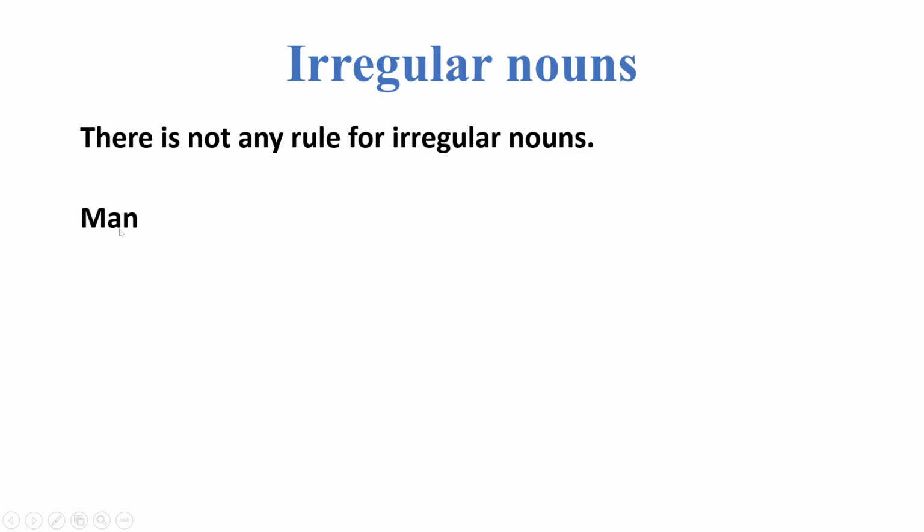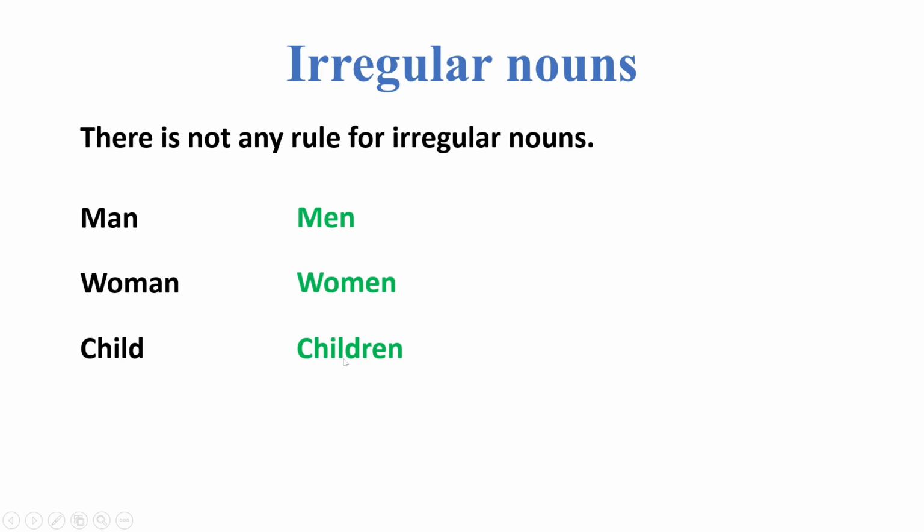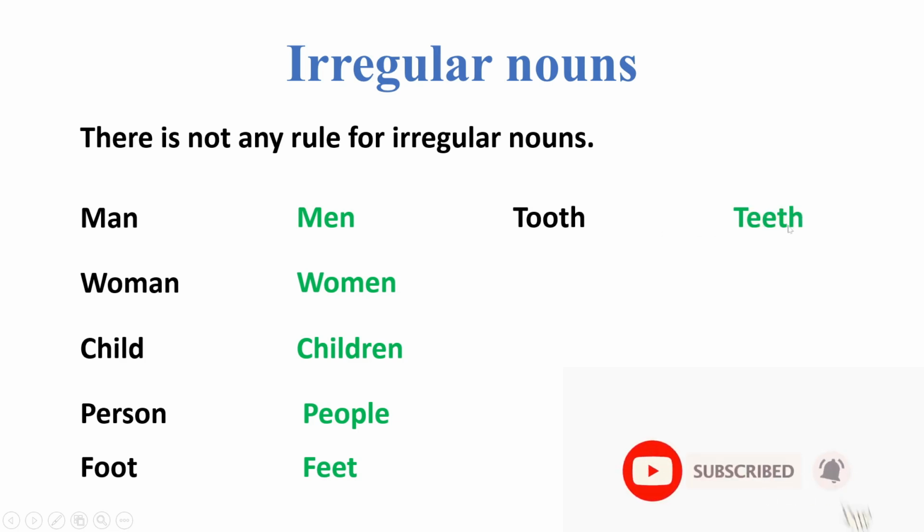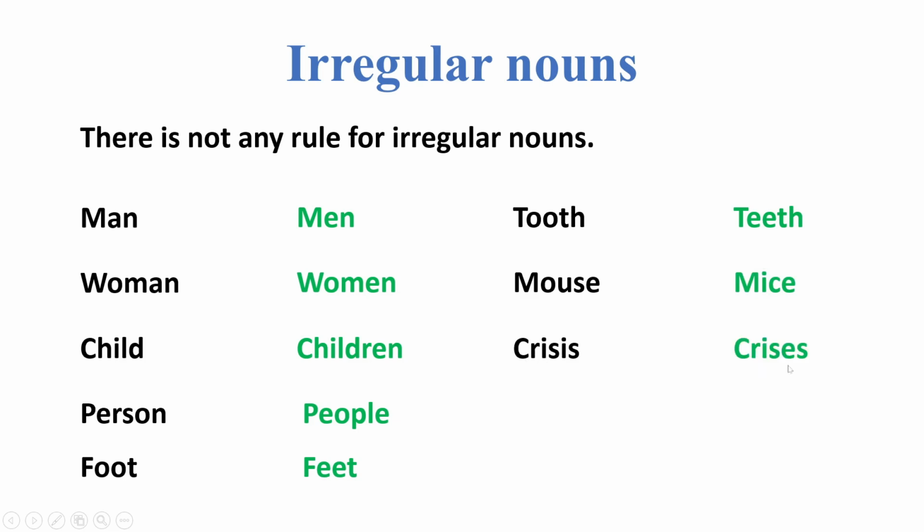Number 1, man, which means one man. Men means more than one. Woman, women. Child, children. Person, people. Foot, feet. Tooth, teeth. Mouse, mice. Crisis, crises. Analysis, analyses. Thesis, theses. The nouns in black color are singular, but the ones in green are their plural form.